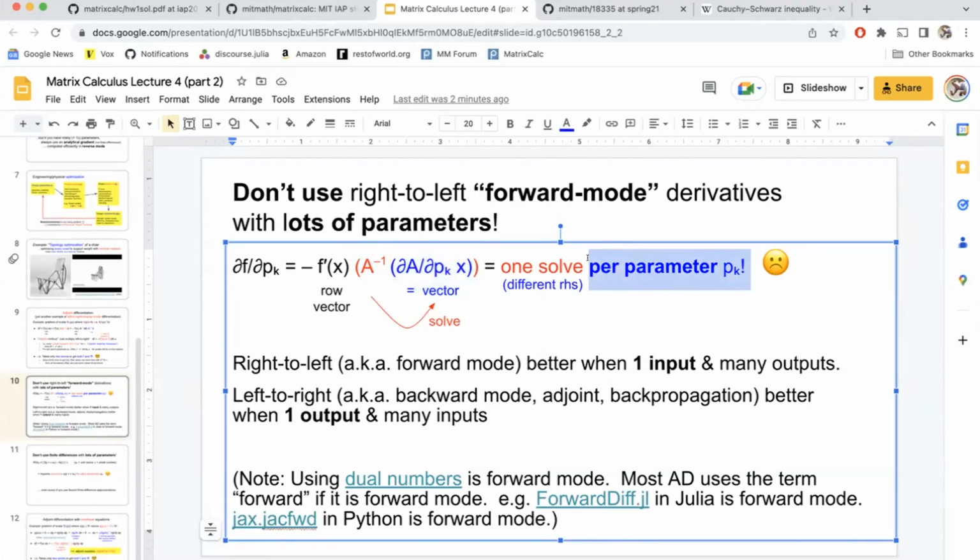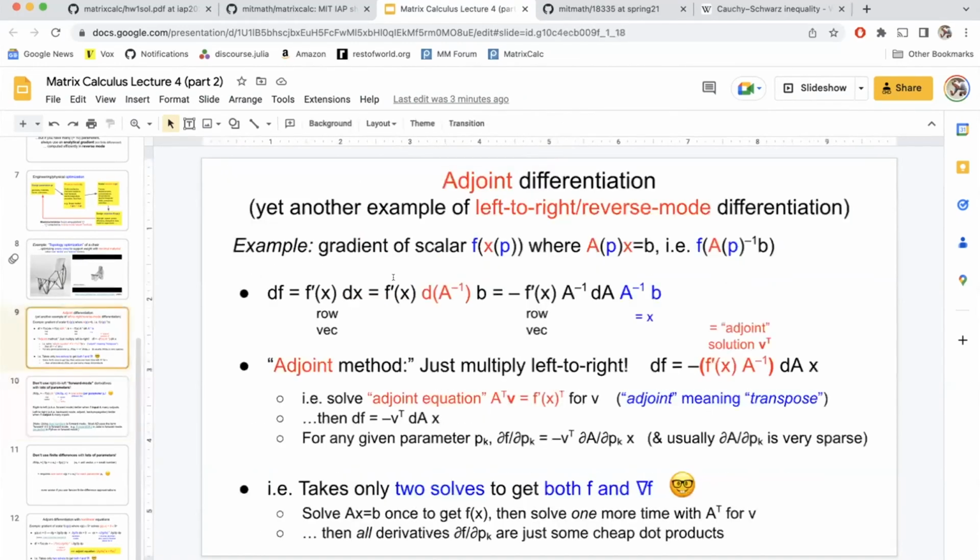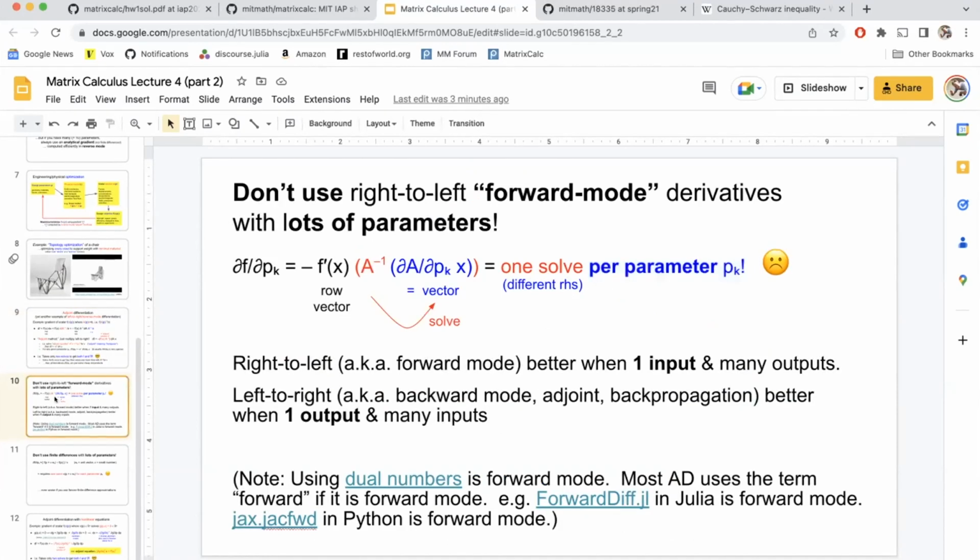So if you did it right to left, which is called forward mode differentiation, it's terrible, right? If you have a million parameters, you have to solve a million mechanics problems, or a million of whatever your physics problem is. So this is called forward mode, and it is very bad when you have lots of parameters. It turns out this reverse mode, or adjoint differentiation, is really good. That's what you should use when you have lots of inputs and only one output. Forward mode is good when you have lots of outputs but only one input, or a small number of inputs.